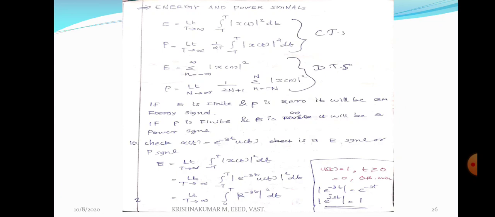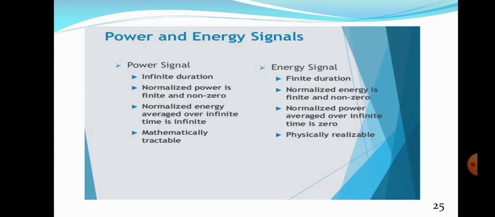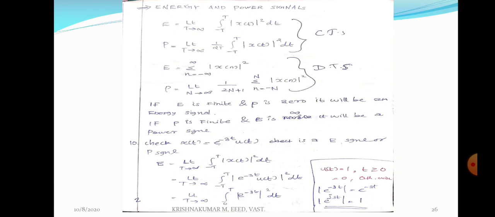Okay, so the second and third points are once again written here. If E is finite and P is 0, if energy is finite and power is 0, it will be an energy signal. Please understand. If P is finite and E is infinite, it will be a power signal. These two things are explained in the second and third properties of this slide, written in another manner. If E is finite and P is 0, it will be an energy signal. If P is finite and E is infinite, it will be a power signal.